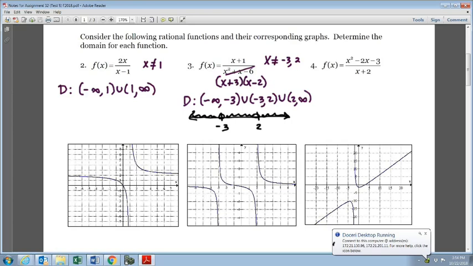All right, and then number 4, of course, x can't be negative 2. And so that's going to be taken out of our domain. It's everything except negative 2.